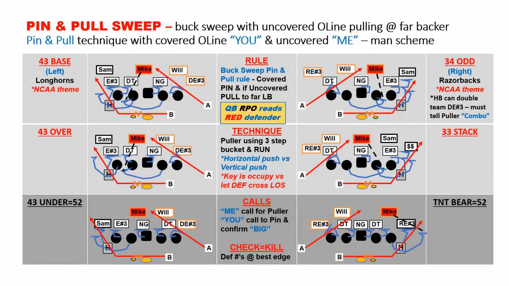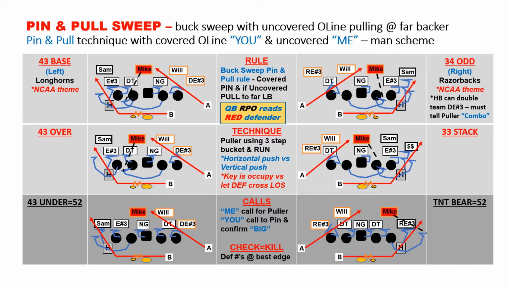All right, so pin and pull sweep. This is a classic old buck sweep concept, just adapted to one back. The way we keep this simple is the covered lineman is going to pin and the uncovered lineman is going to pull. Now with angles, you can change that as you see fit for your matchups and to create blocking angles. But we'll go over this initially just to show you how simple it can be and effective.